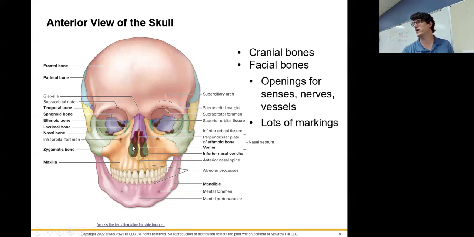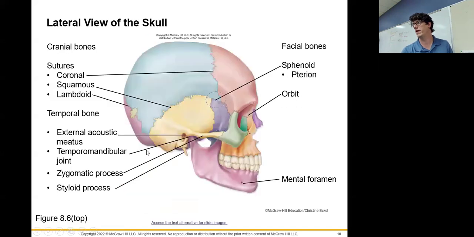All right. We've also got the vomer right here, which is part of the bones that are going to be separating our nasal cavity into its left and right regions. We can also see some nasal conchae and stuff in here, but we're not too worried about those at the moment. Looking at it from the side, we can also see our temporal bone.